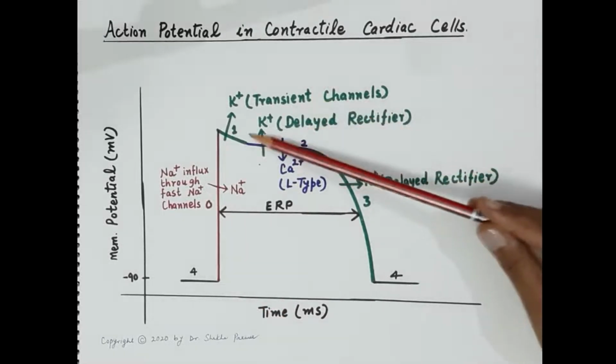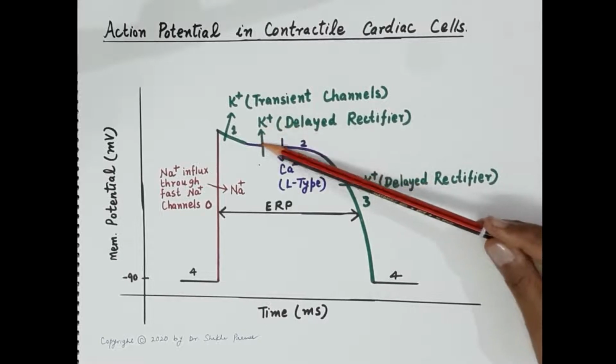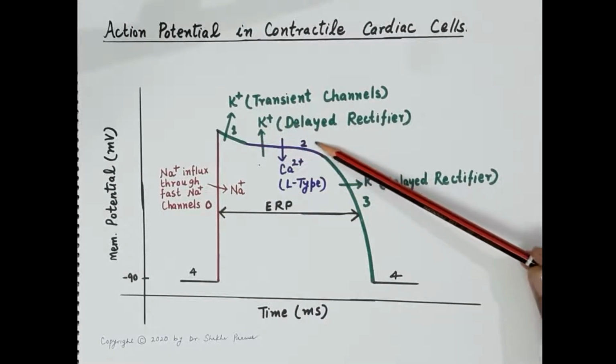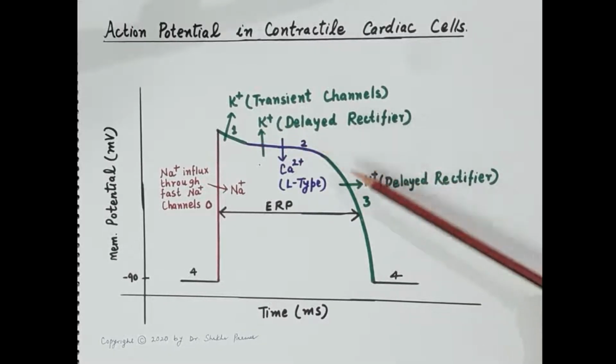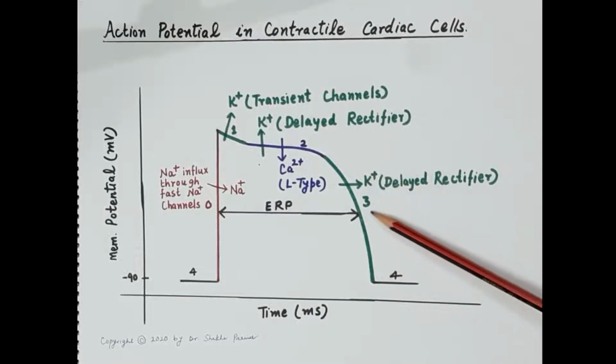Phase 0 is followed by phase 1, that is shown in green color. Phase 1 is followed by the plateau phase, that is phase 2, which is shown in blue color, and phase 2 is followed by phase 3, that is the repolarization phase, that is shown in green color. So let's talk about each phase one by one.